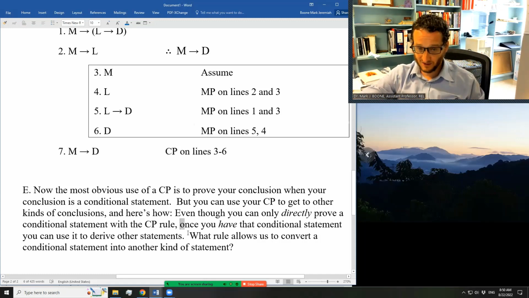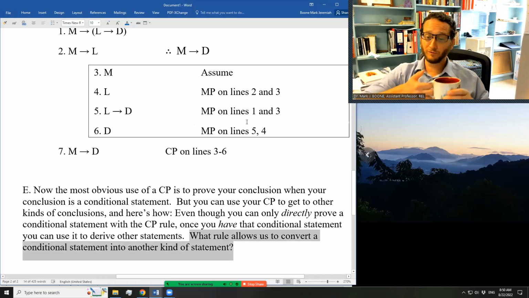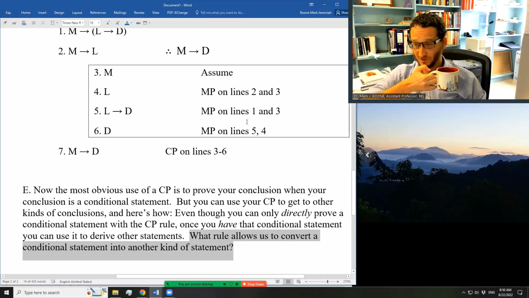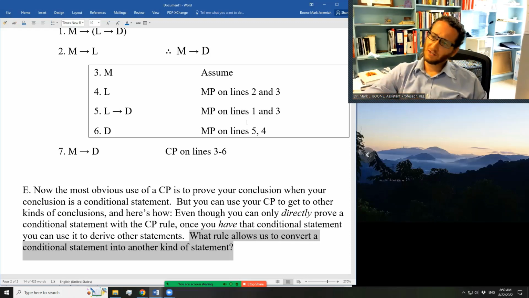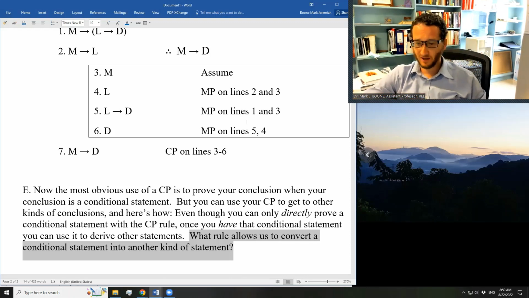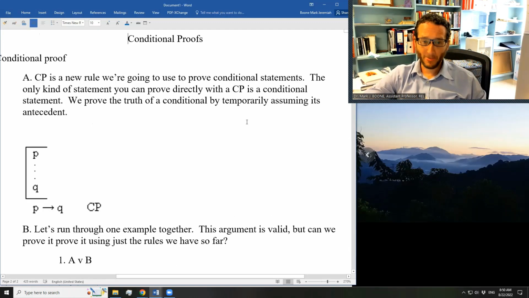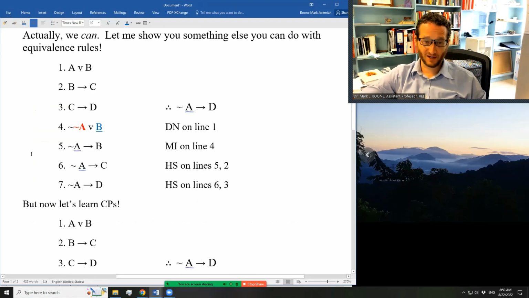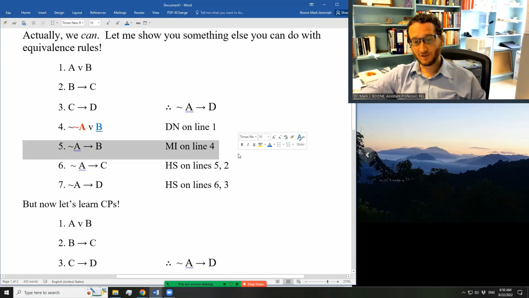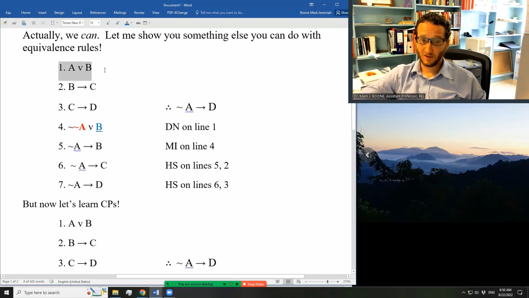But once you have that conditional statement, you can use it to derive other statements. So can you think of a proof rule that allows us to convert a conditional statement into another kind of statement? I ask that, and then I think, gee, I've already showed them in this very video. Which rule allows us to convert a conditional statement into another kind of statement? I believe you'll find it right here. The material implication rule will allow you to convert a conditional statement into a disjunction.